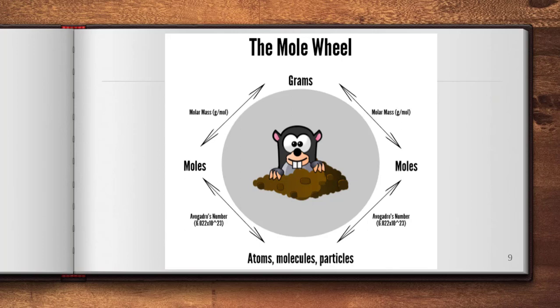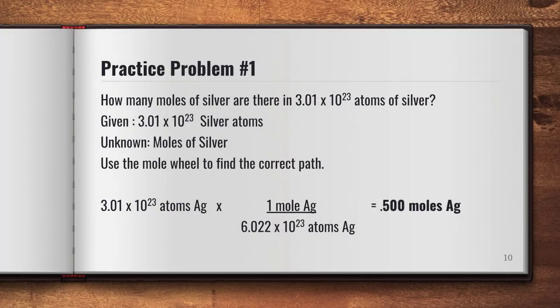If I have atoms, molecules, or particles and I need to go to moles, I use Avogadro's number and do the conversion that way. If I have to go from atoms, molecules, or particles to grams, notice that there's not an arrow that connects them directly. So I'm going to have to convert atoms, molecules, or particles to moles using Avogadro's number, and then use the molar mass to convert the moles that I get into grams. Okay? So I know this seems a bit complex, but as we go through some of these practice problems, I think you guys will understand how this works.